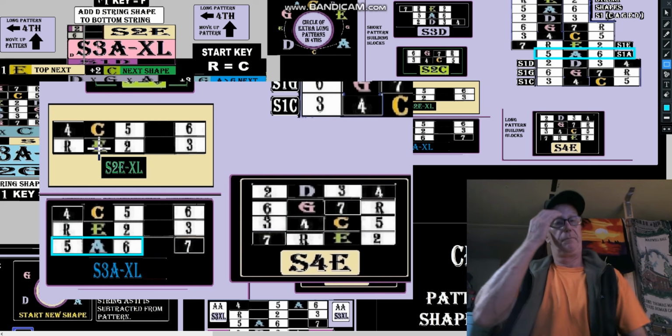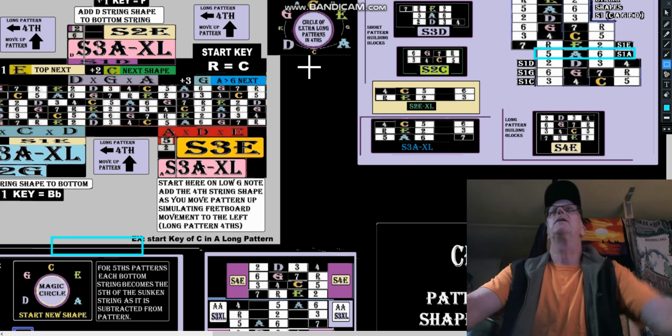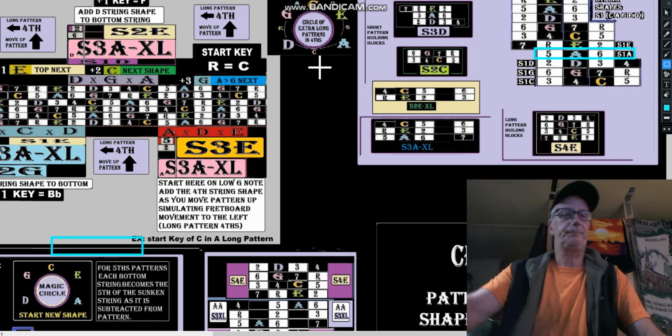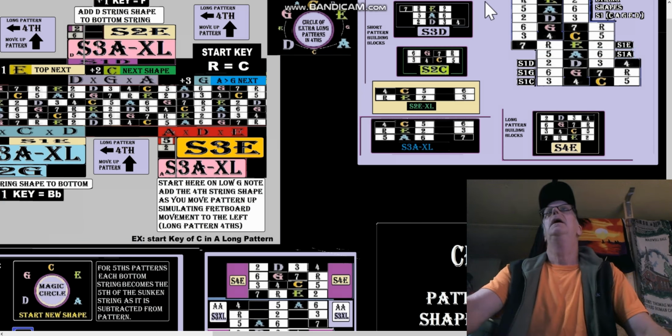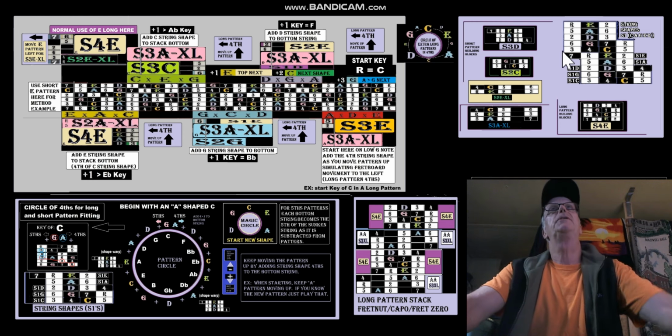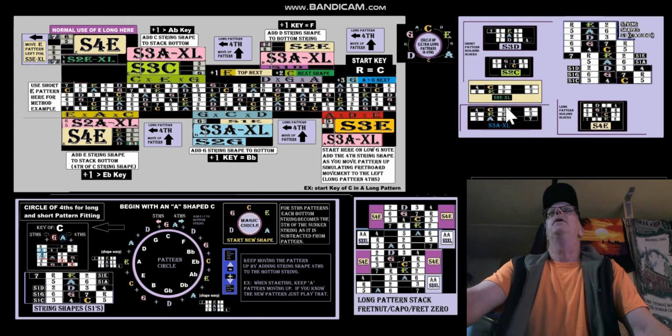Okay, so let's get back to the chart as it is. And of course, we've got chart 221, which is going to be nice. It really turned out nice. So that was just a little time spent on the patterns. Again, the long patterns are S3AXL there and S4E. And this is how they stack up.